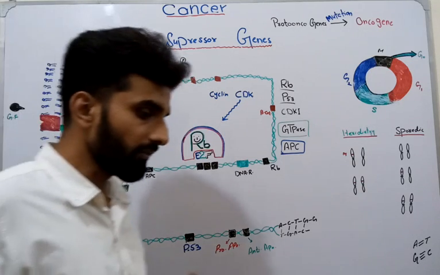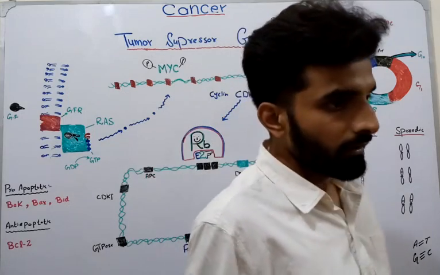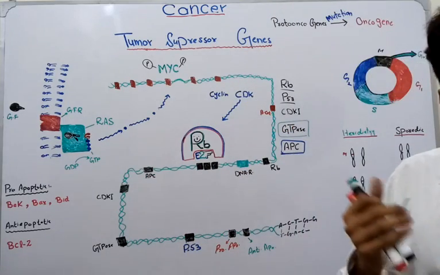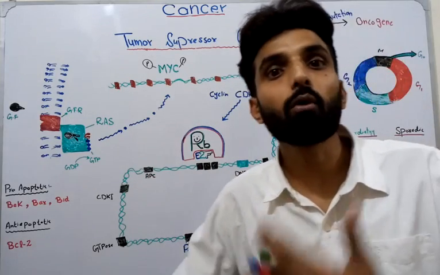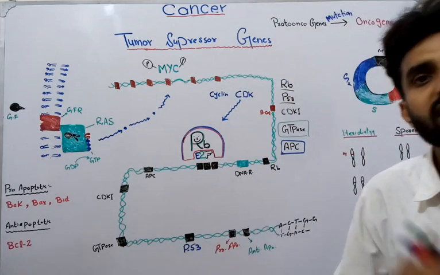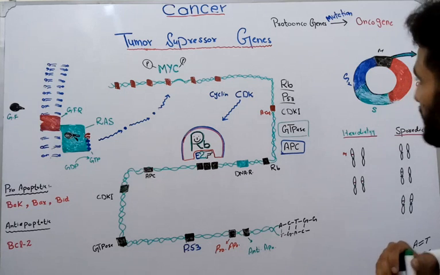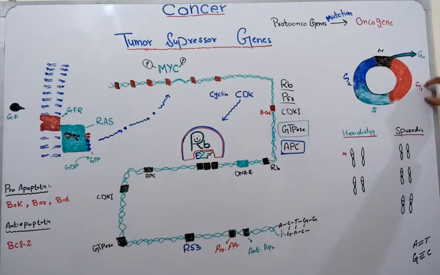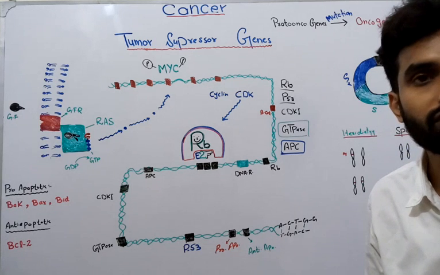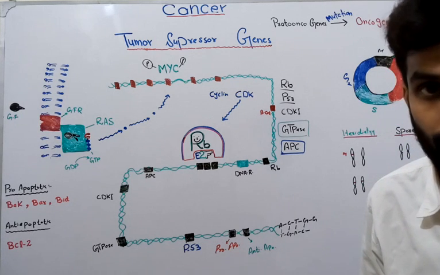Proto-oncogenes, which I talked about in the previous video, are those genes which are responsible for cell proliferation, cell division, cell replication, which are responsible for taking the cell from the G1 phase into the S phase. Those genes are basically called proto-oncogenes.